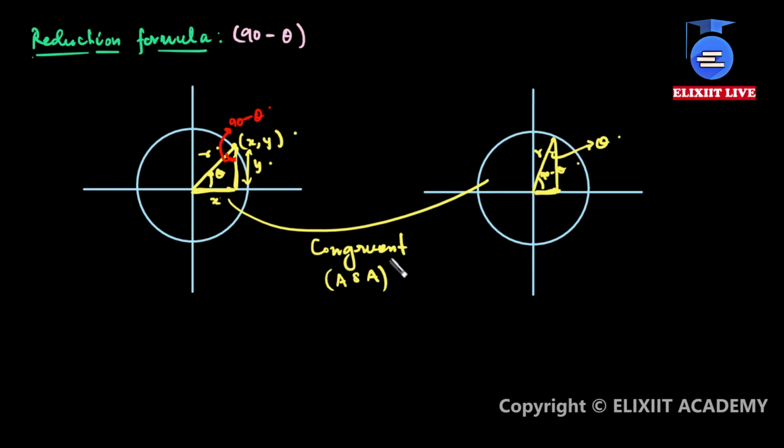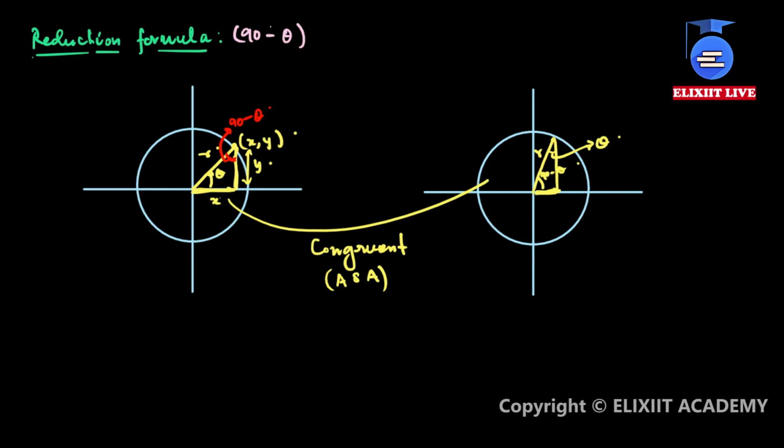So what I'm trying to generate is actually the reduction formula for 90 minus theta. I don't like 90 minus theta. Sin 90 minus theta, I do not want, it's a very large angle. I want to reduce it to some theta, so I am reducing this to theta with the help of a reduction formula. So these two triangles are congruent triangles by ASA.